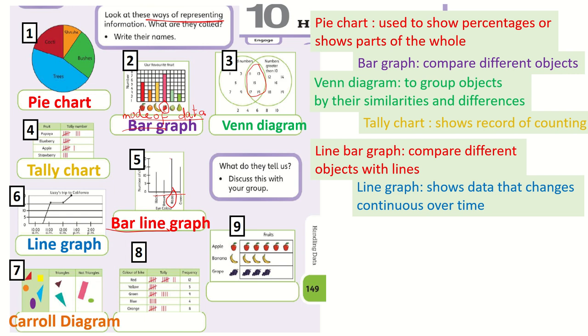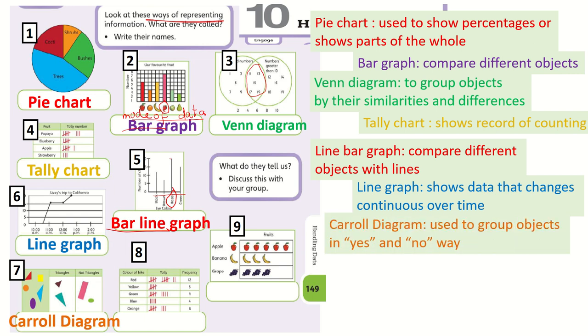Next one is Carroll diagram. This Carroll diagram tells things are either this or not this, yes or no fashion. Like in this example, two columns are there, triangle and not triangle. Here for example, we can group the things as animals and not animals.